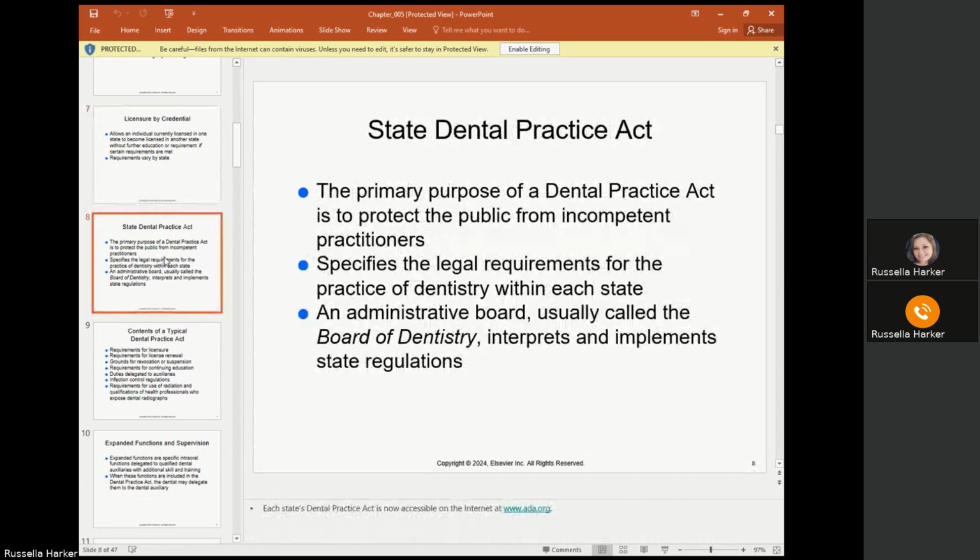In your State Dental Practice Act, it outlines how it's going to protect the public from incompetent practitioners. It also is going to specify the legal requirements for the practice of dentistry in each state, so what you must do to be able to do each function. There's also an administrative board, usually called the Board of Dentistry, that interprets and implements the state regulations. So you can get a copy of your State Dental Practice Act at www.ada.org or go to your state dental website.